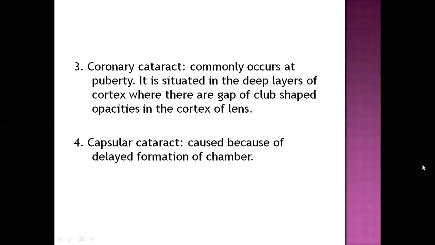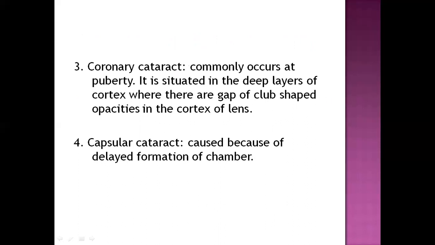Coronary cataract commonly occurs at puberty. So not only old age people, teenagers can also be sufferers of cataract. It is situated in the deep layer of the cortex, where there are club-shaped opacities in the cortex of the lens. In the cortex part only, this cataract develops.